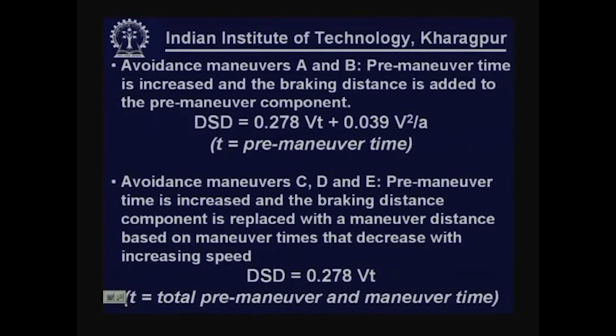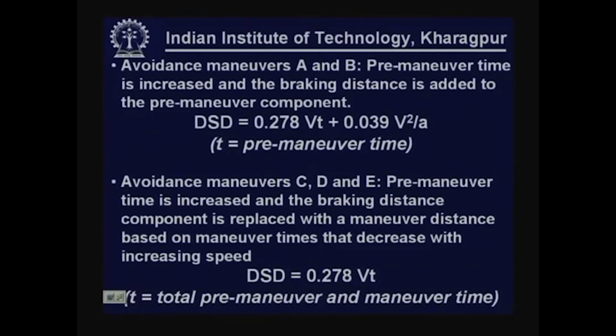So, the equation is just like SSD: 0.278 Vt plus 0.039 V square by a, but here the t is pre-maneuver time, not the reaction time of 2.5 seconds that we considered in case of SSD. In case of DSD, this t value is higher.